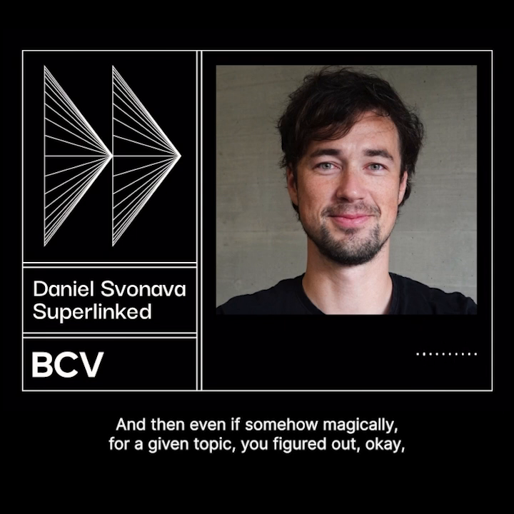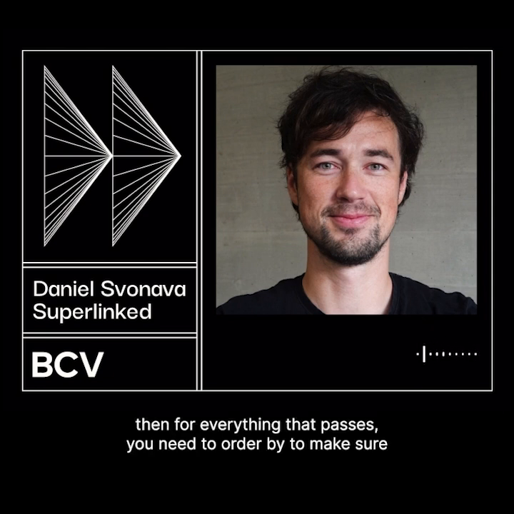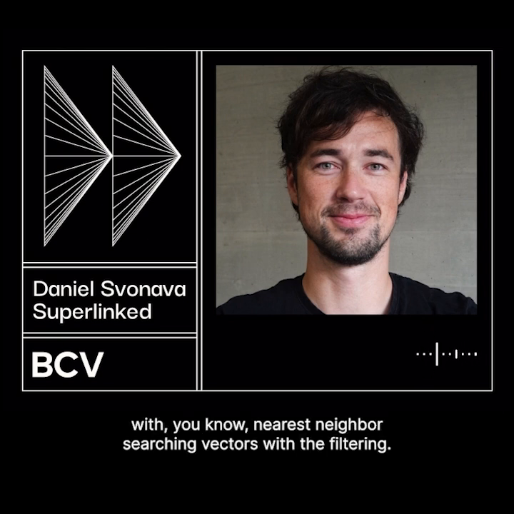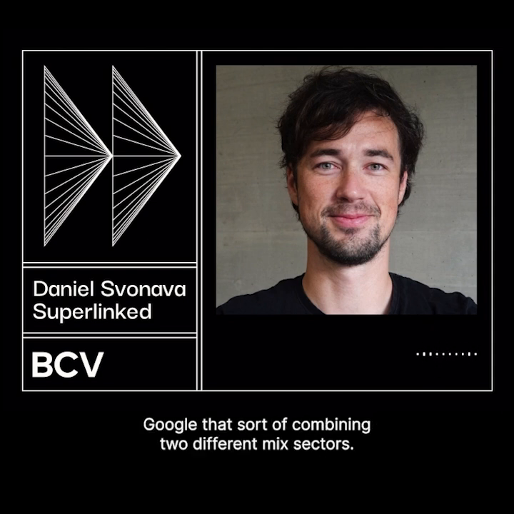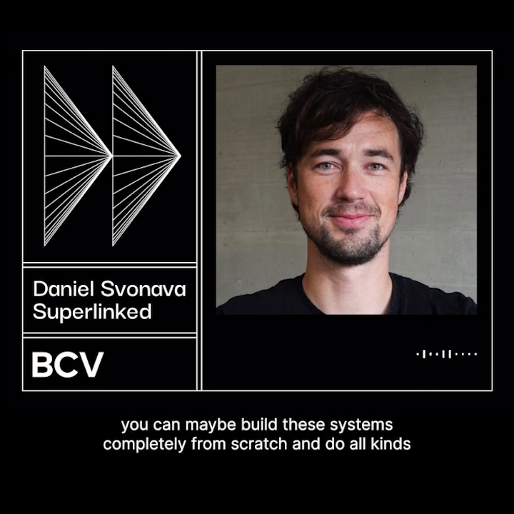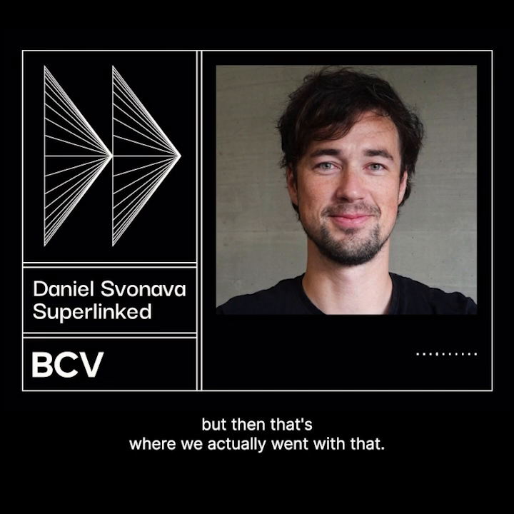And even if somehow, magically, for a given topic you figure out some filter that makes sense, everything that passes you still need to order by the vector. You're combining, within your infrastructure, nearest neighbor search over vectors with the filtering, and that gets complicated for big indices, because you're combining two different index structures. If you're a very big company, you can maybe build these systems completely from scratch and do all kinds of scoring in your shards and merging, and it's complicated.